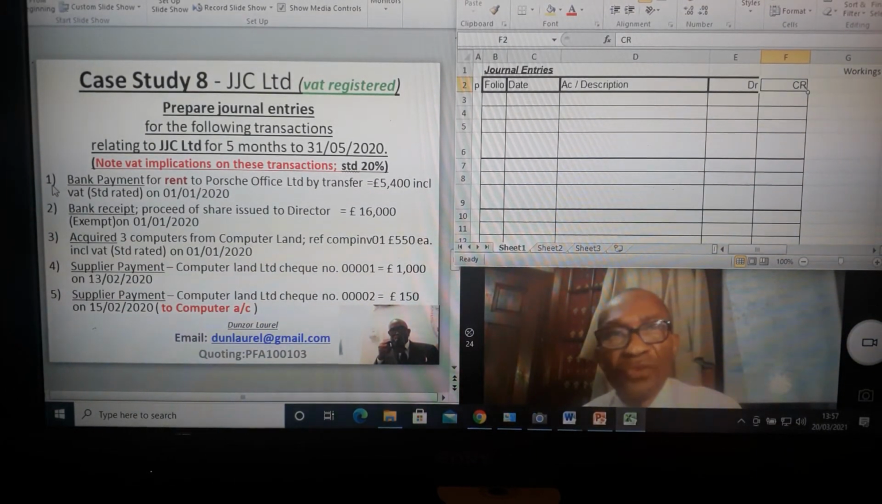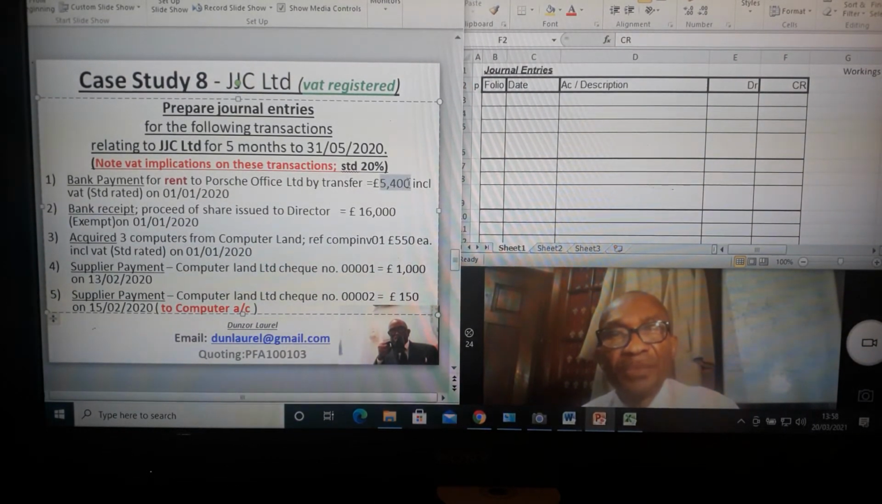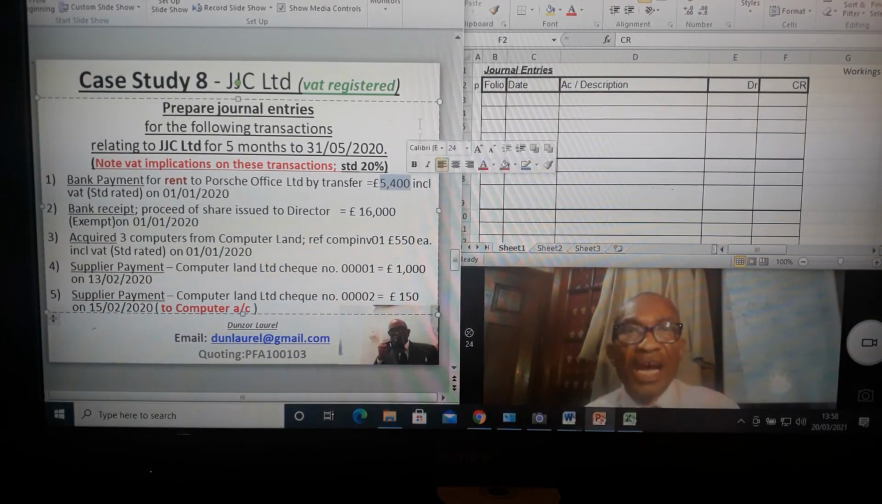Number 1, which is folio 1: bank payments for rent to Porsche Office Limited by transfer, that is the mode of payment, not check, is 5,400, including VAT at standard rate, on 1st of January 2020. So including means it's gross. This is a gross amount, okay? Watch out for how they are given.